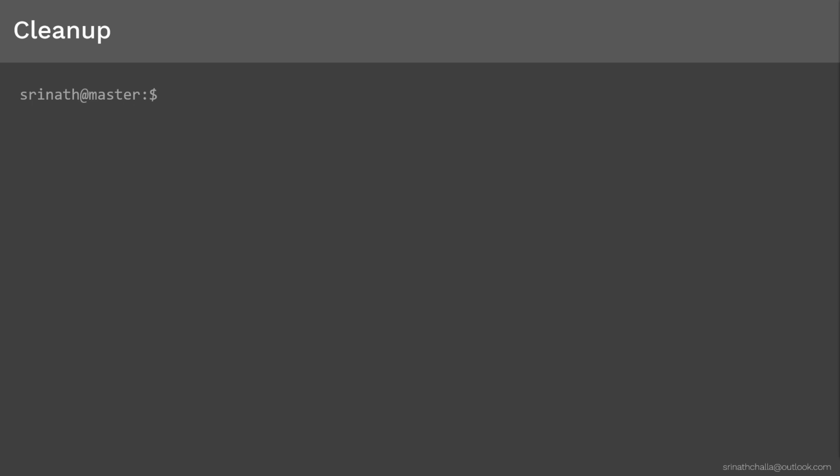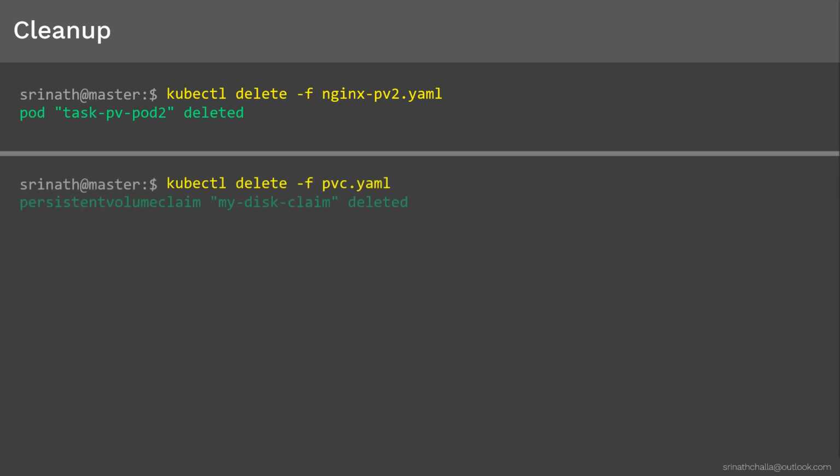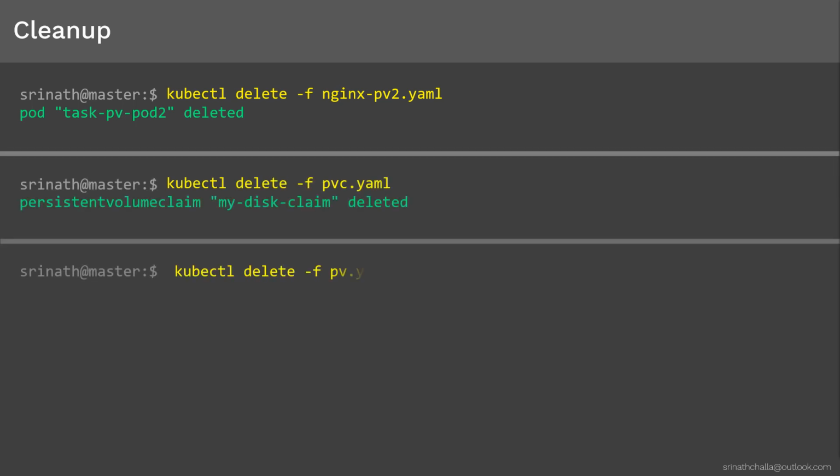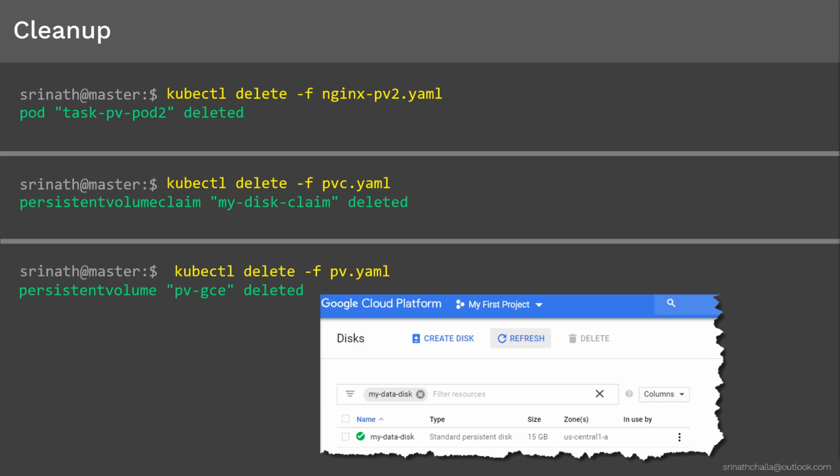There are 3 objects that we have touched in this video. First, let's delete the pod. Then we'll delete the PVC. And finally, we'll delete the PV. Once all this is gone, you can see from our screenshot, my data disk is not in use by any node inside the cluster.